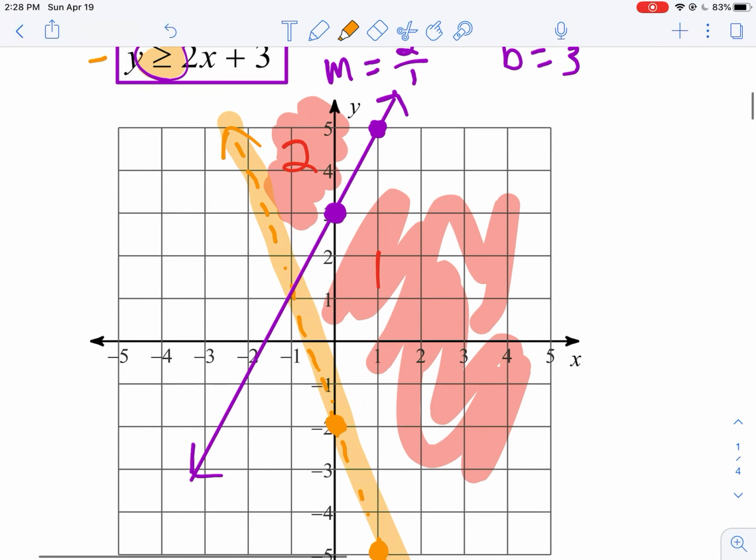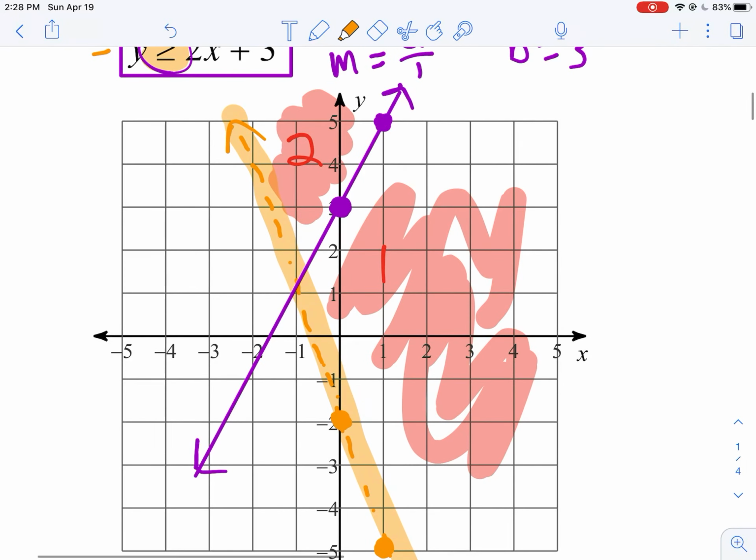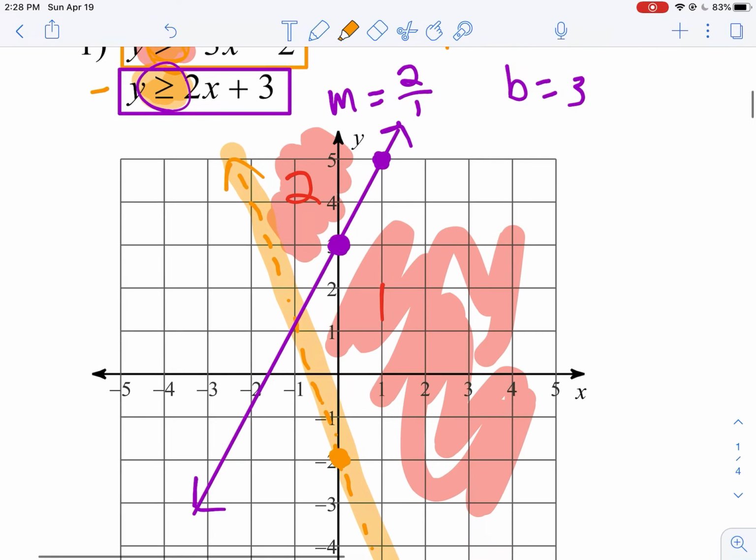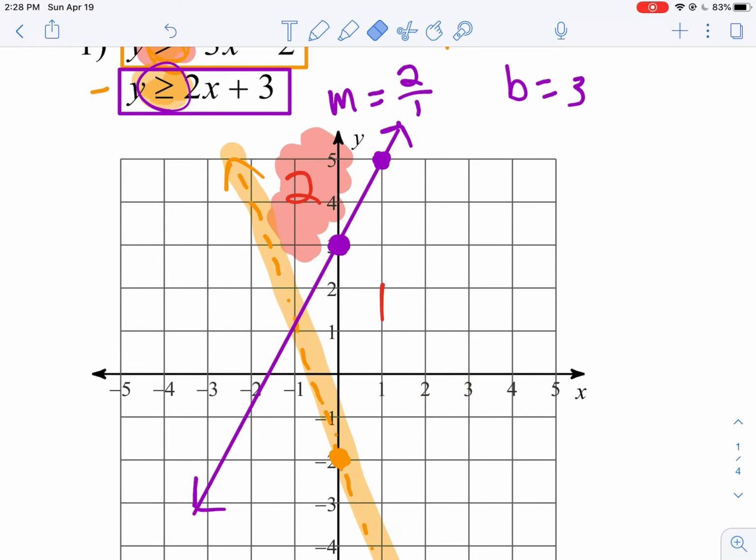So looking at the purple line now, ignore the orange line. I'm just thinking of the purple. Which area, area 1 or area 2, would be above the purple? I'm saying above because it's a greater than sign. Well, above the purple would be area 2. So area 1, I'm going to go ahead and erase.